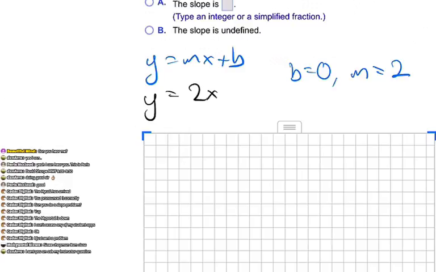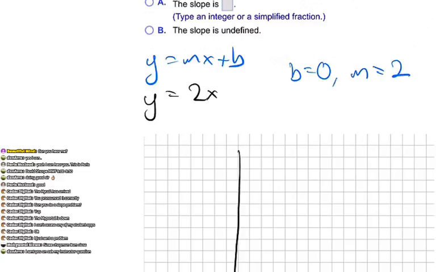Now there's a couple of ways you can do this. You can choose some x values and find the corresponding y's. You can make a table of values. In this form, the easiest way to graph a line is using the slope-intercept form, so let's use the y-intercept and the slope. So let me create a Cartesian plane.